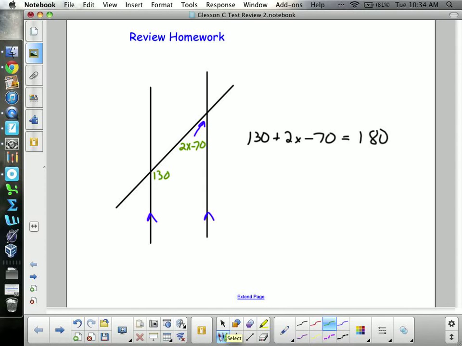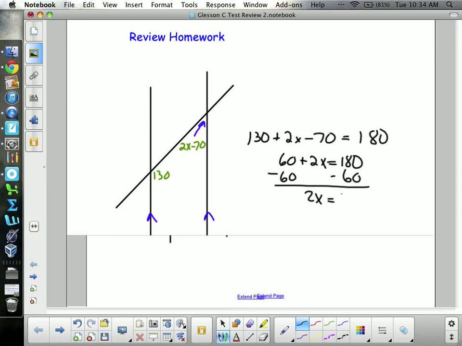There we go. All right. And now we just do the math. 130 minus 70 is 60. We subtract the 60. Please be careful. And we've got our solution.